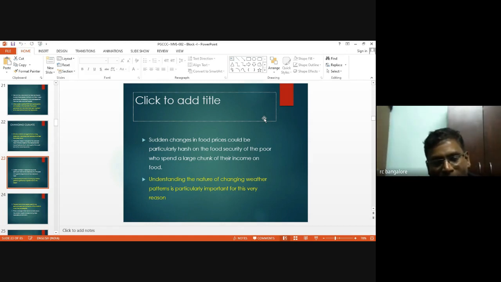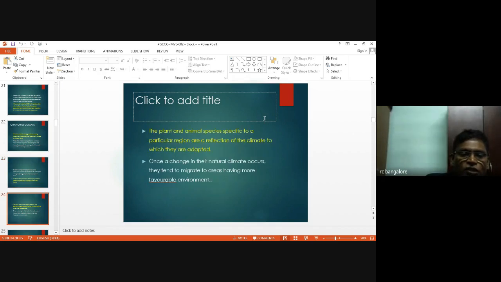So what will happen if there is climate change or environmental impact? Because of the environmental impact, there will be a climate change. If there is a climate change, it has a direct impact on the productivity of agriculture, and because of that, on food production and food security. Understanding the nature of the changing weather pattern is particularly important, for the very reason why we should be concerned about this aspect. The plant and animal species specific to a particular region are a reflection of the climate to which they are adapted.